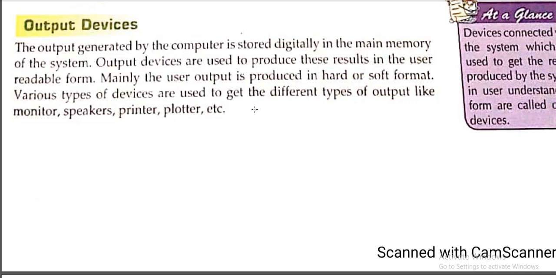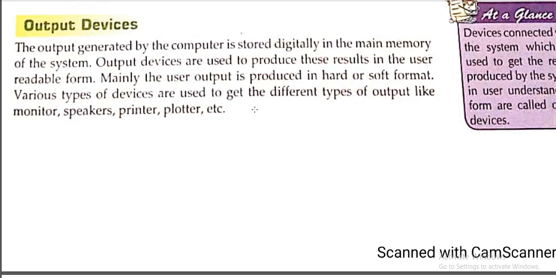So what are the output devices? We know that when I use the input devices, the responsibility of those input devices is to convert our information into binary form, or digital form, or electronic form, so that our computer can process that information. Processing is done on that digital code. After that, our result will come out.